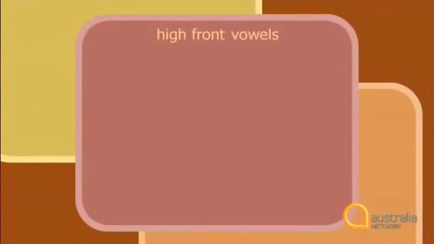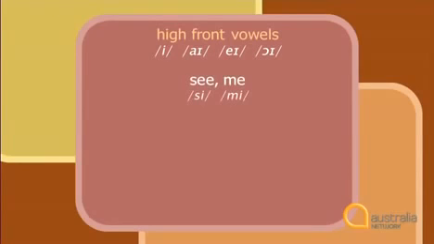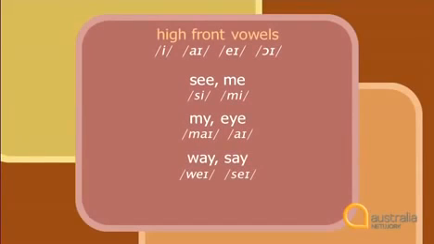High front vowels link with the y sound. High front vowels are E, I, A, Oi. The sounds that are produced with the highest part of the tongue and close to the front of the mouth. For example, see, me, my, I, way, say, boy, toy.